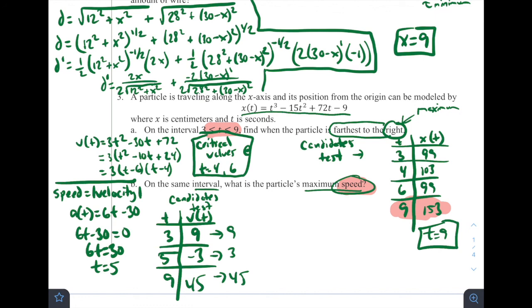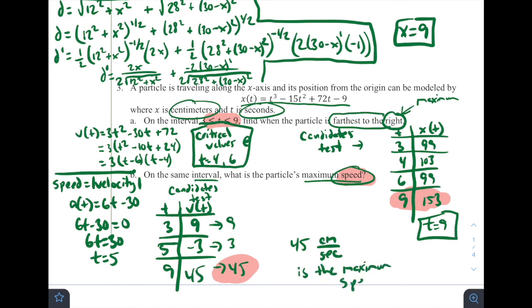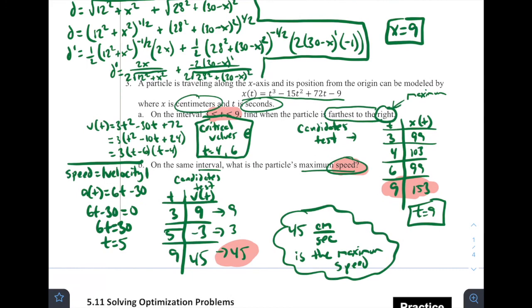And then 45 is 45. But of these, the largest clearly is 45. So I would say that the maximum speed is going to be 45. And what do we have? We have centimeters and seconds. So 45 centimeters per second is the maximum speed. And that occurs at t equals 9. But they didn't ask that. So that is our answer for this particular problem.